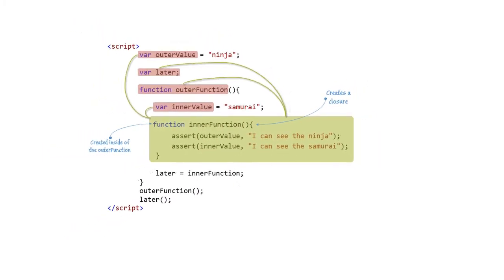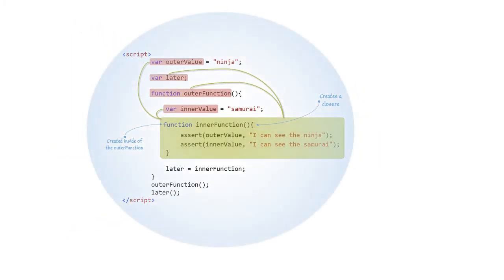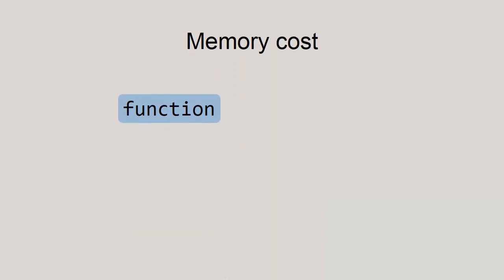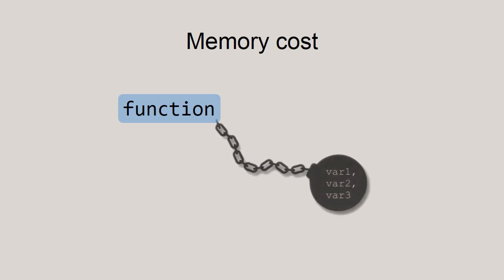In essence, closures create a safety bubble containing the function and the variables that are in scope at the point the function is created, so the function has all it will need to execute. The safety bubble, the closure, exists as long as the function itself does. This also means that there is a cost to storing and referencing information via closures. That is, each function that accesses information via a closure has a ball and chain attached to it, carrying this information around.